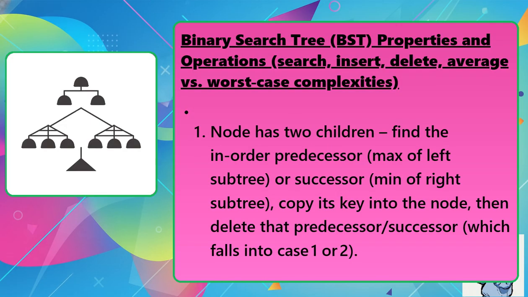Case 3, node has 2 children: find the in-order predecessor, the maximum of the left subtree, or successor, the minimum of the right subtree. Copy its key into the node, then delete that predecessor or successor, which falls into case 1 or 2. Deletion also runs in O(height) time.